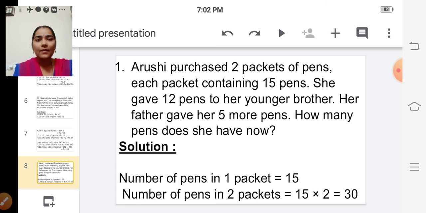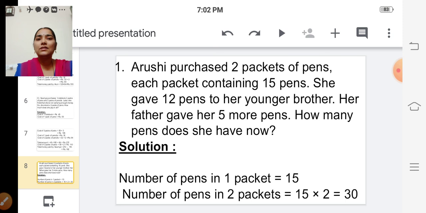And again what they have given, her father gave her 5 more pens. So she is having additionally 5 more pens. So what we have to do? We have to add these 5 pens. Then we will get the answer. How many pens does she have now?